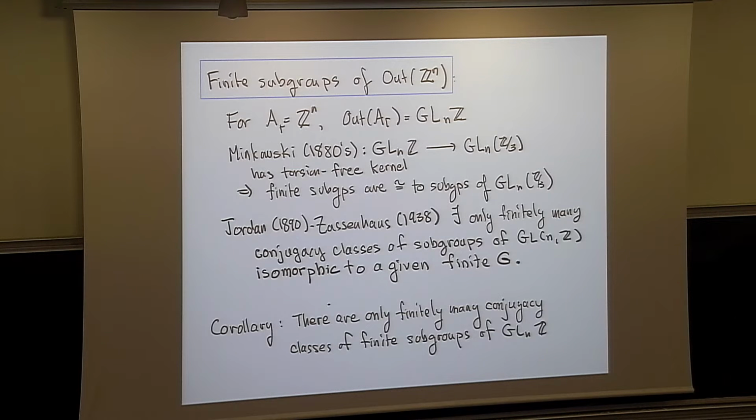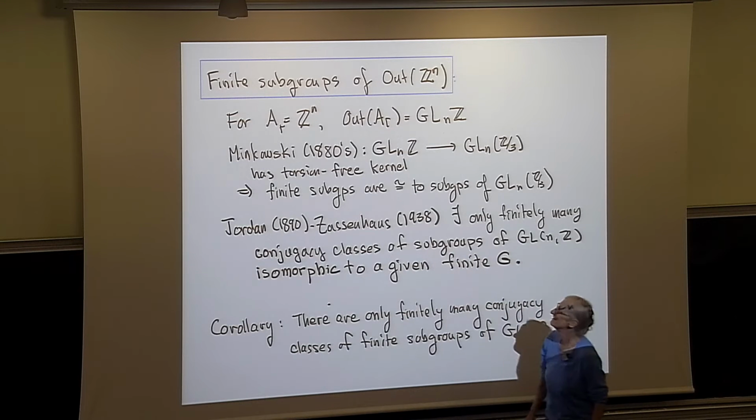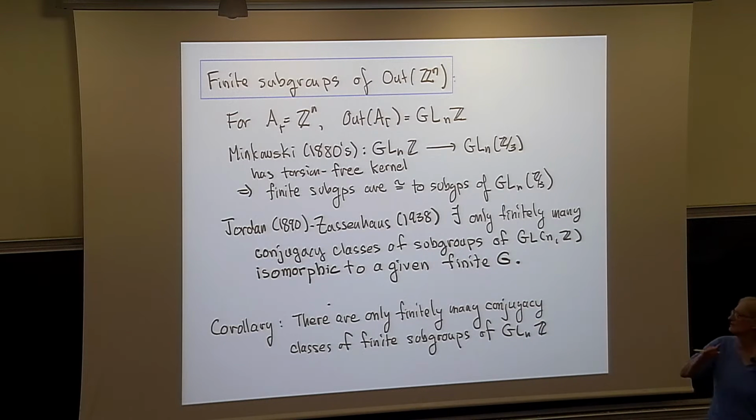And then Zassenhaus in 1938 used work of Jordan from 1890 to prove that there are only finitely many conjugacy classes of subgroups isomorphic to a given finite subgroup G. So the conclusion is there's only finitely many conjugacy classes of finite subgroups in GL_n(Z). So that's classical even by my standards. 1938 was a while ago.